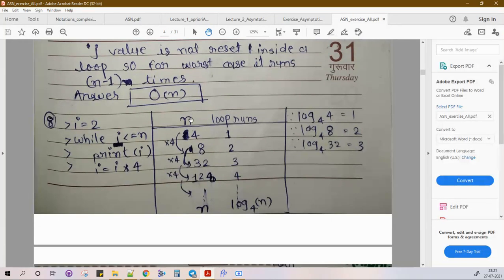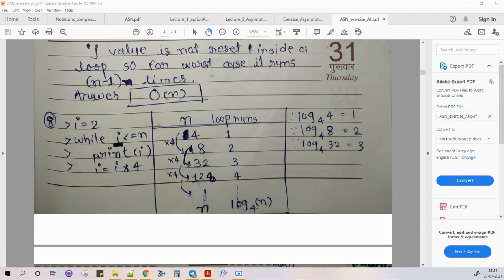If I take n equal to 4, let's say, this is the loop, and I need to decide when I is less than n. So 2 is less than n, so this loop will run one time, because 2 multiplied by 4 would be 8. So 8 is greater than 4, so this loop will break, correct?